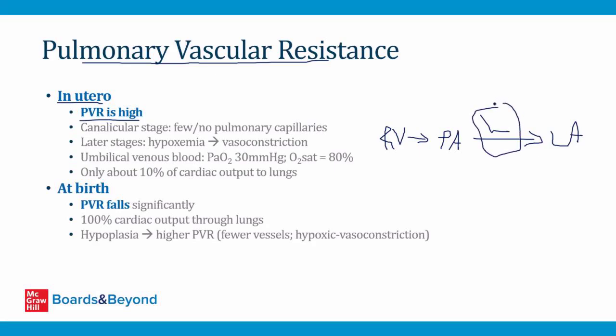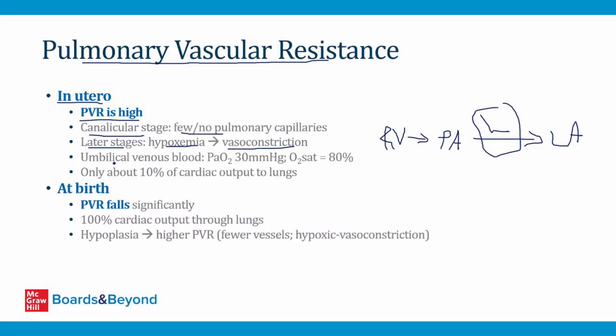And it's very high in utero, and there are a couple of reasons for this. One is that in the canalicular stage, like we talked about earlier, there are few or no pulmonary capillaries. So obviously there's going to be tremendous resistance to flow of blood through the lungs. And then in the later stages of pregnancy, even though the lungs may be more developed, there is hypoxemia, and this leads to vasoconstriction in the fetus, just like hypoxemia in an adult leads to vasoconstriction. That's the natural response of the lungs. Blood vessels will vasoconstrict in the setting of hypoxemia.